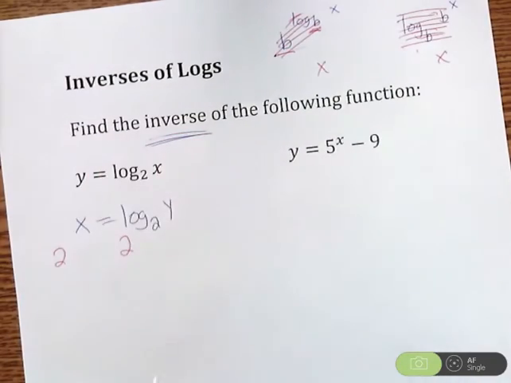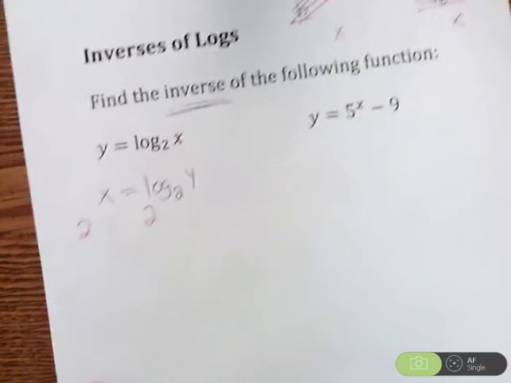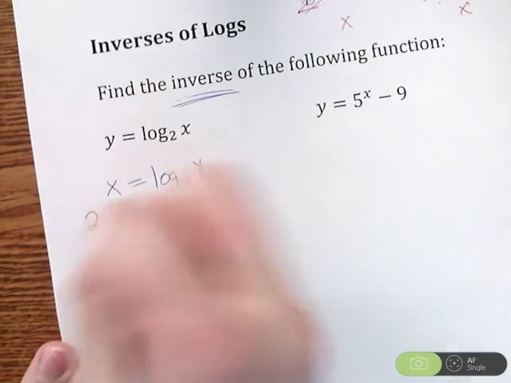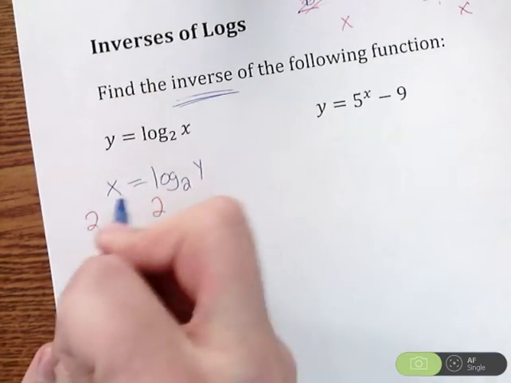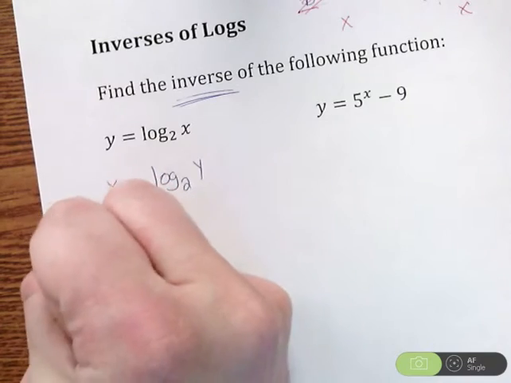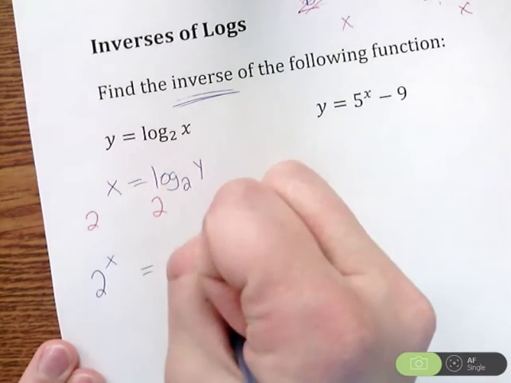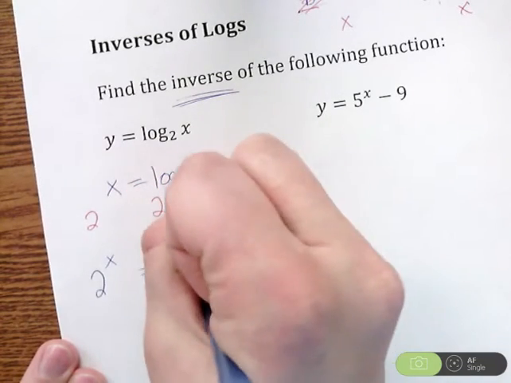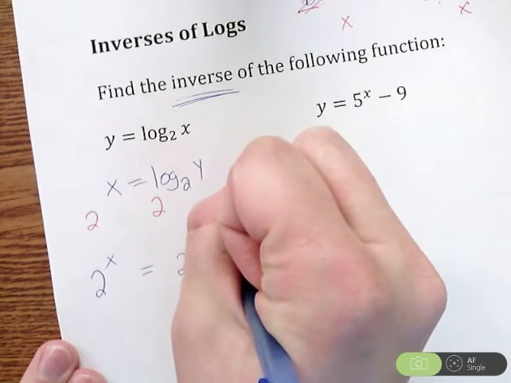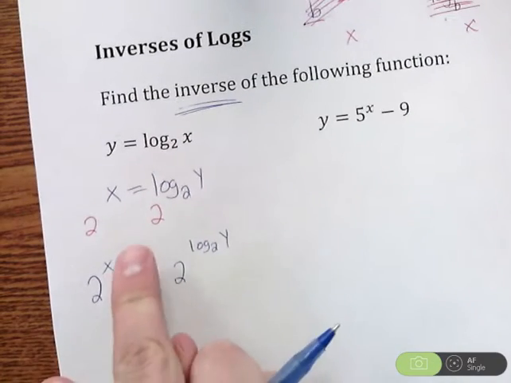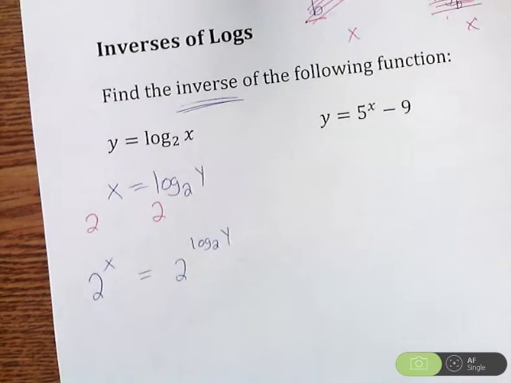Both sides are now going to become exponents. It's hard to see here, but here's what's going on. I'm going to take each side and make it a base 2 and raise it to these exponents. So we have 2 raised to the x equals 2 raised to the log base 2 of y. So I took both sides and raised them to the power, from the base of 2.